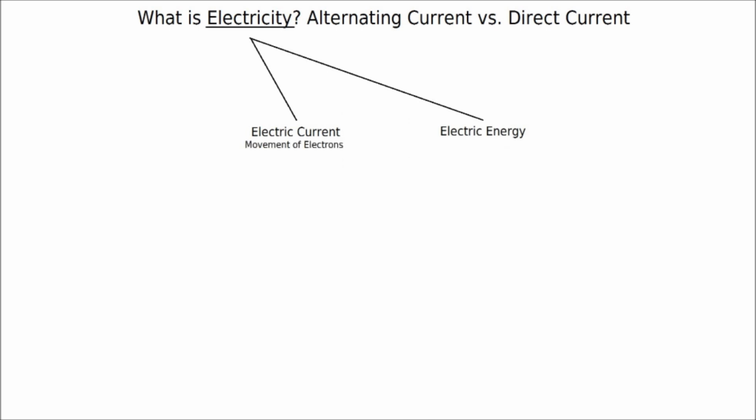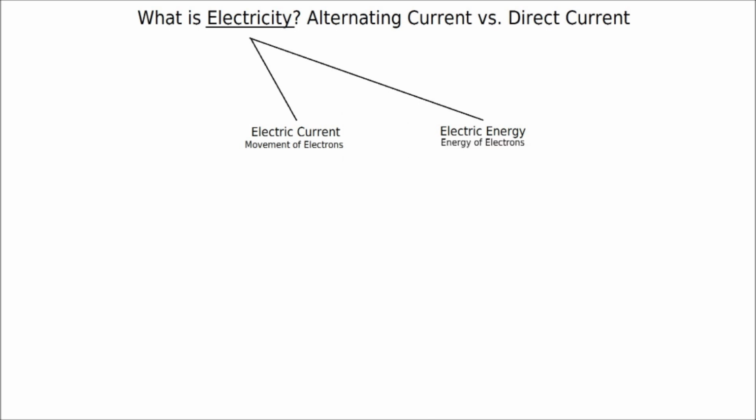Before we begin, we have to figure out what exactly we mean by electricity. To do this, we separate the idea of electricity into two categories: electric current and electric energy. Electric current is the movement of electrons. Electric energy, on the other hand, is the energy that each electron has.